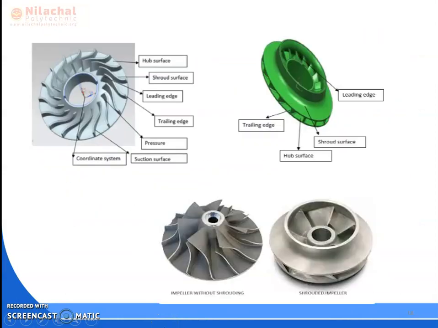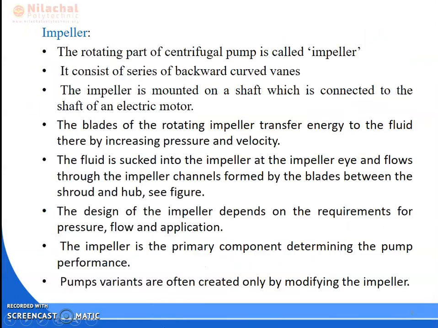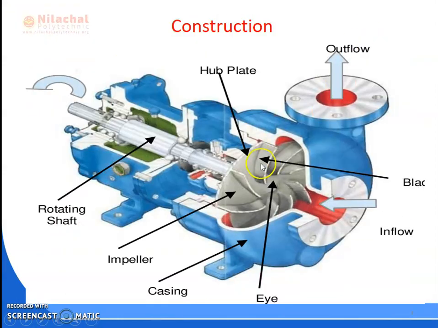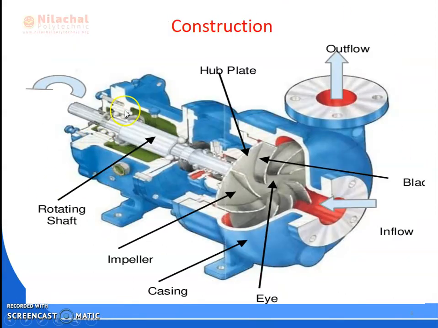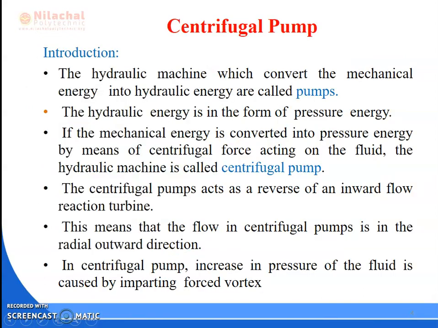So what will happen? See the working. The impeller is connected to the shaft, and this shaft will be rotated by an electric motor. When the electric motor rotates the shaft, you are giving mechanical energy. Then from the suction pipe the water will be sucked. How will the water be sucked? When it rotates, some negative pressure will be created.